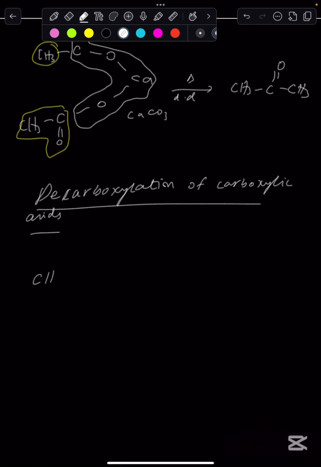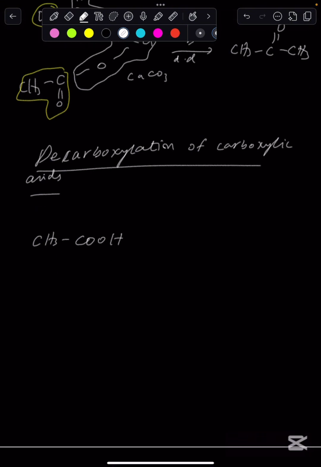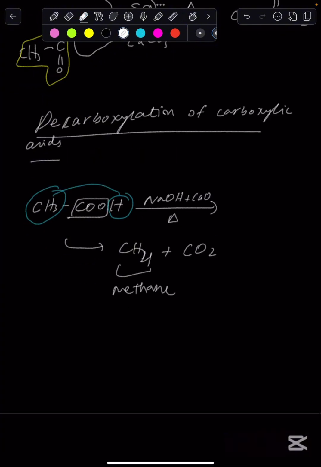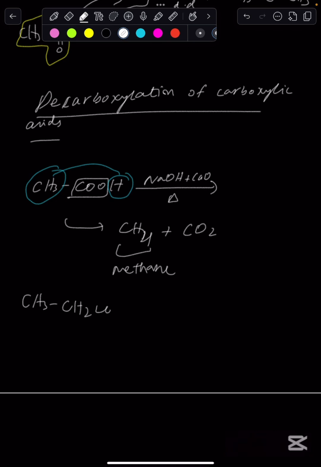And then we see the decarboxylation of carboxylic acid. If we have a carboxylic acid, for example this, and we react it with soda lime in the presence of heat, this structure is going to get removed. So this is going to get combined with this, and then we're going to form the corresponding alkane, which is methane. For example, if we have propanoic acid, it's going to react with calcium oxide and sodium hydroxide, which is soda lime.